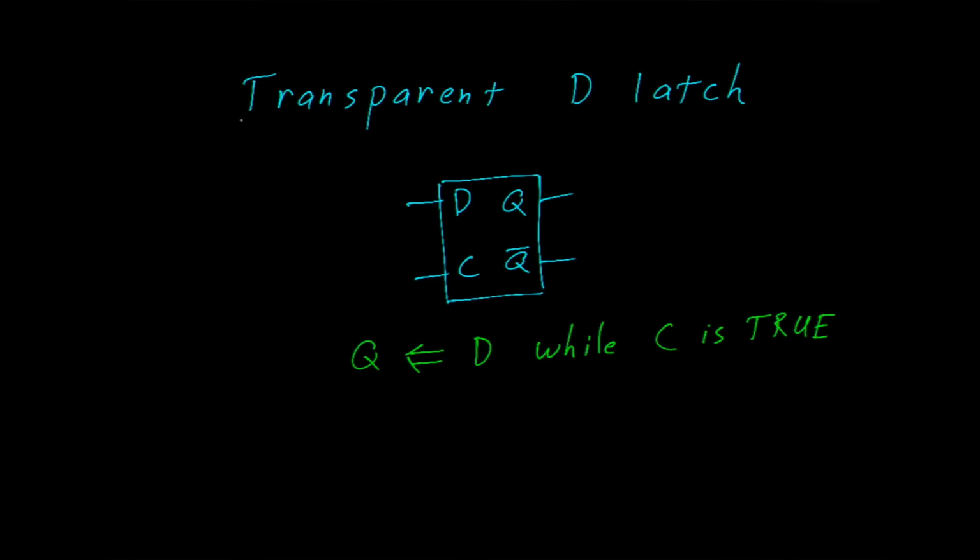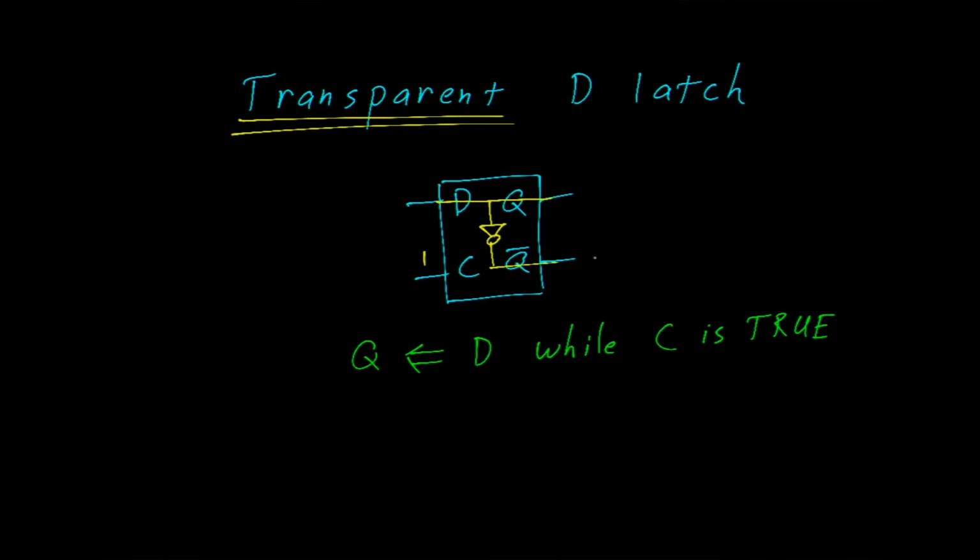The operation of the circuit is suggested by the name. It's transparent. If C is high, D and Q are connected together. The circuit is transparent because whatever is on D will be on Q. And of course, there will be an inverter here to give us Q naught.